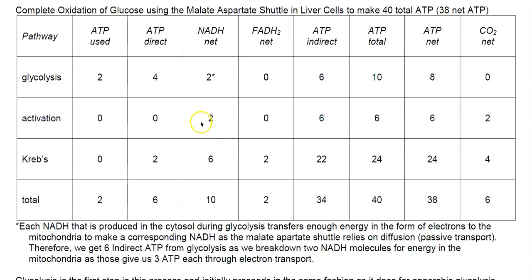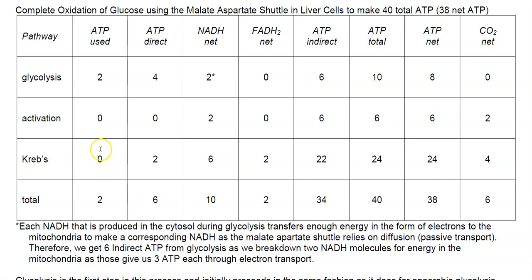So since we have 2 NADH, we multiply by 3. We still don't have to worry about FADH2 here. So 3 times 2 is 6 from our indirect. My total is direct and indirect, so 0 plus 6 is 6. My net is total minus used, so 6 minus 0 is 6 still. And we do have to account for the 2 CO2s that came off our pyruvate molecule to form acetyl coenzyme A.